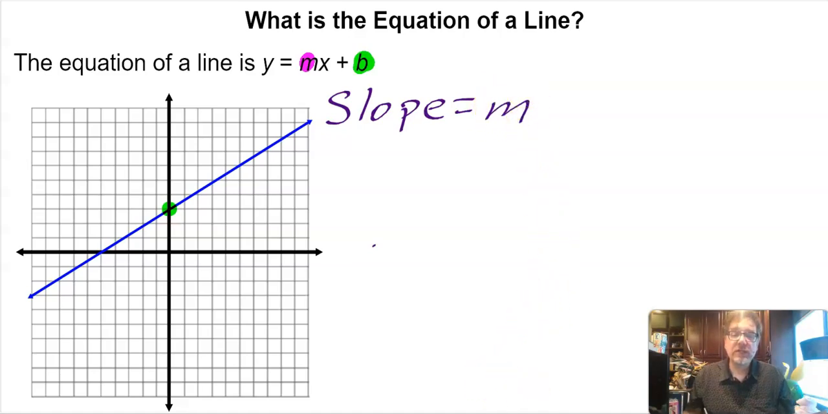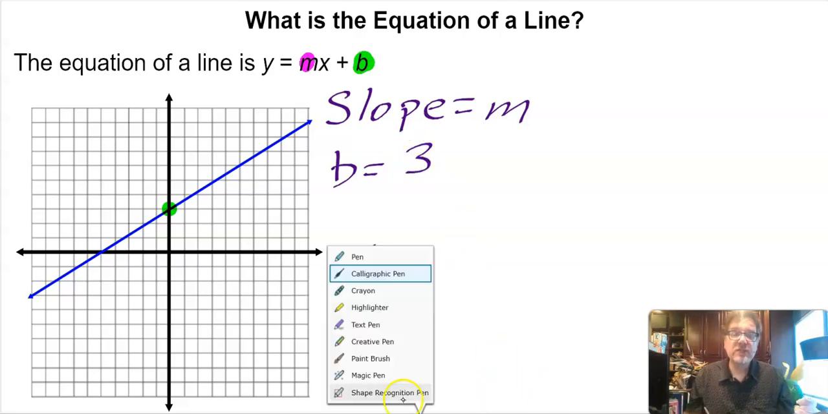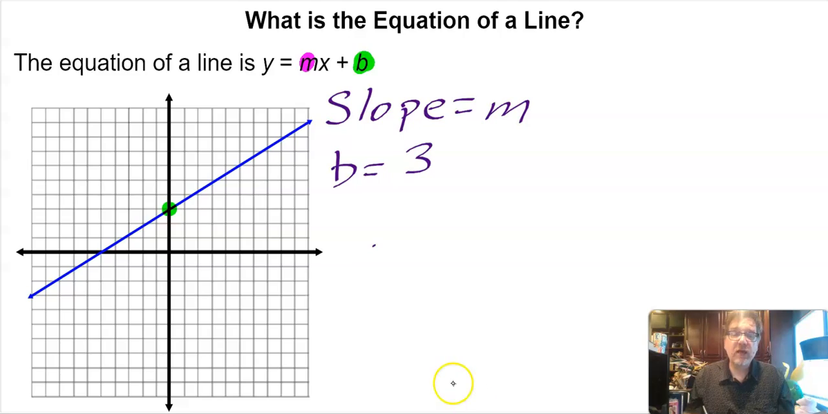Alright, so when I'm looking at this, the first thing you can see is that b has a value of 1, 2, 3. In this equation, b equals 3. Now to find slope, I am going to count from b to any other point on this line. So I'm going to find where this line goes through another point, and I think that's right there.